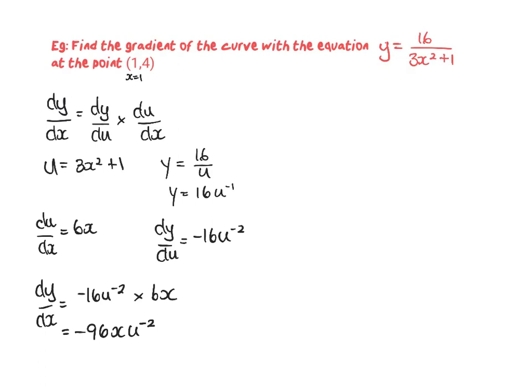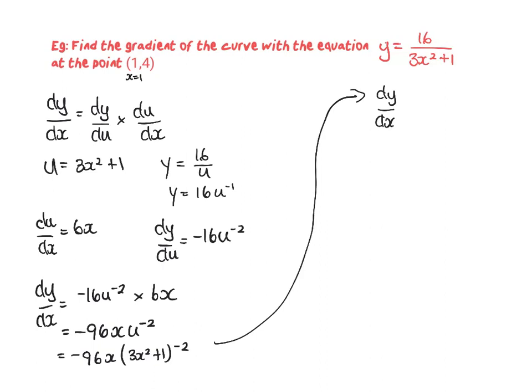Then we can just pop in what u is, which we said was 3x squared plus 1, to the negative 2. Now, because we don't like to have negative powers, that could also be written as dy/dx equals negative 96x over (3x squared plus 1) to the positive 2.